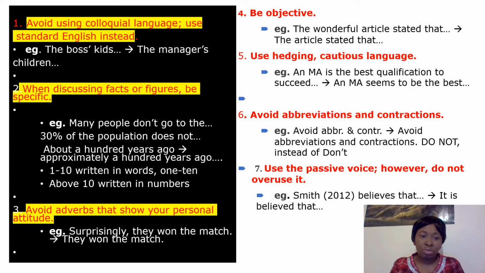So instead of about 100 years ago, you could say approximately 100 years ago. Okay, and bear in mind that when you're writing numbers, for example, from number 1 to number 10 should be written in words.